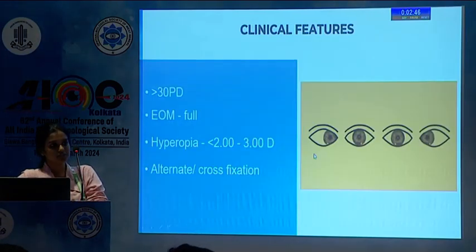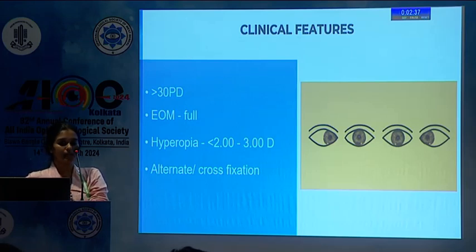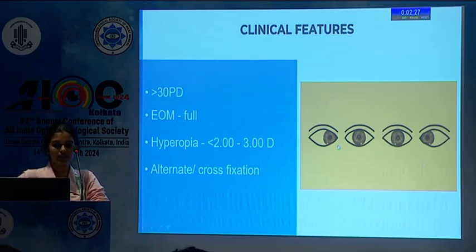The clinical features of infantile esotropia are that there will be more than 30 prism diopter deviation. The extraocular movements will always be full. There will be a hyperopia of between 2 to 3 diopter. There's also an alternate or a cross fixation, which signifies that the vision is equal in both the eyes. So this is an image showing the alternate fixation. This is the right eye fixation to the opposite side. This is the left eye fixation to the other side.